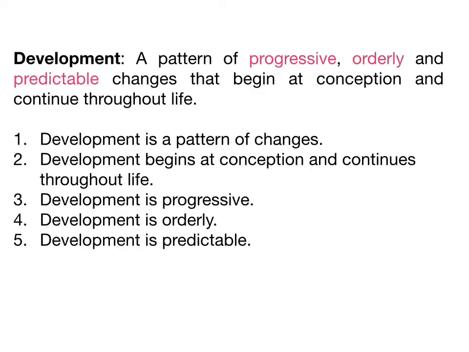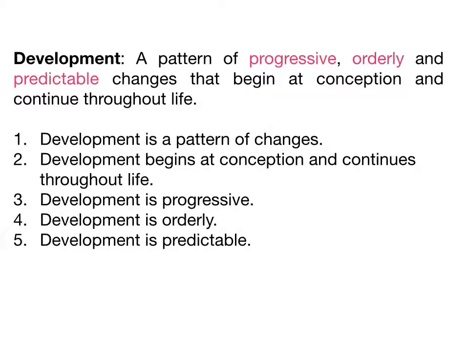So coming to the definition, development refers to a pattern of progressive, orderly and predictable changes that begin at conception and continue throughout life. Now, in order to understand this definition, let us break it into parts. As you see in the slide, I have divided the definition into 5 parts.